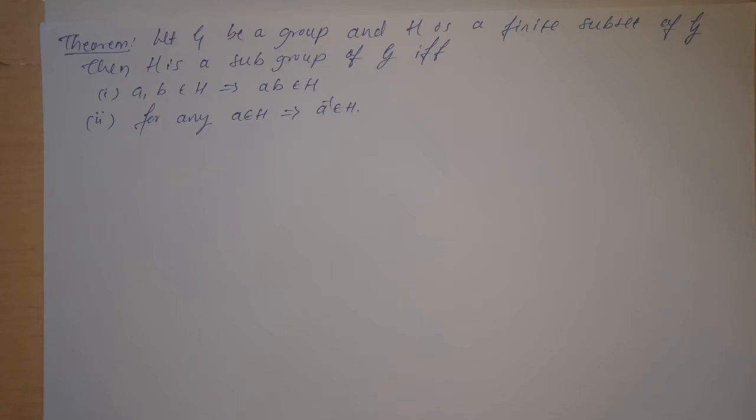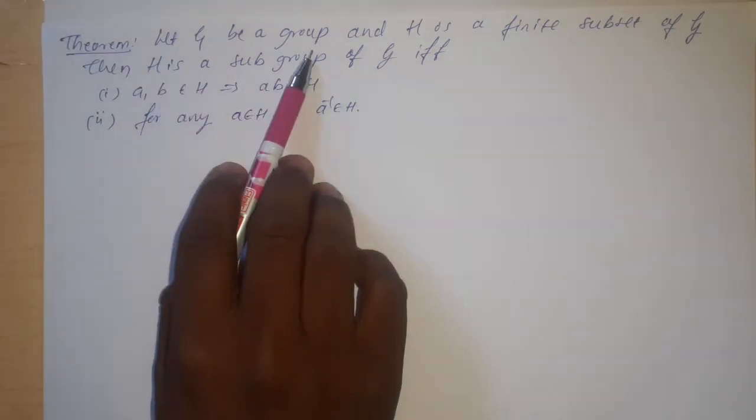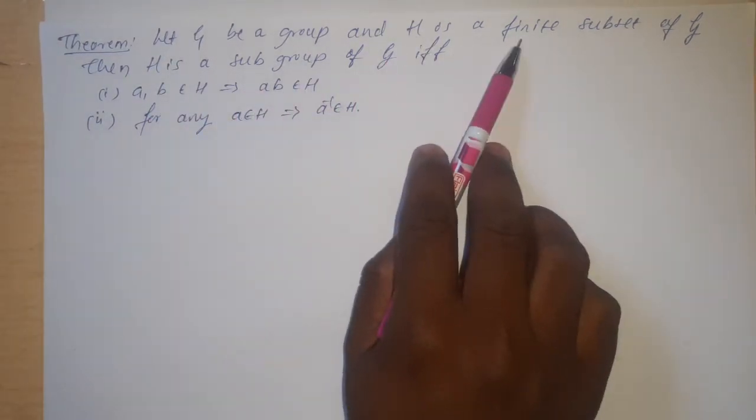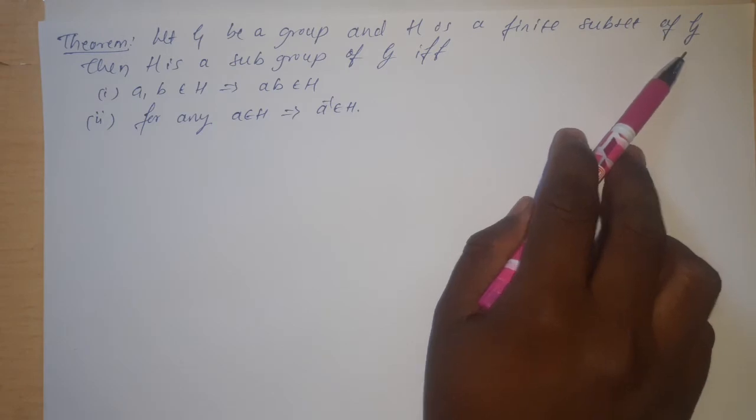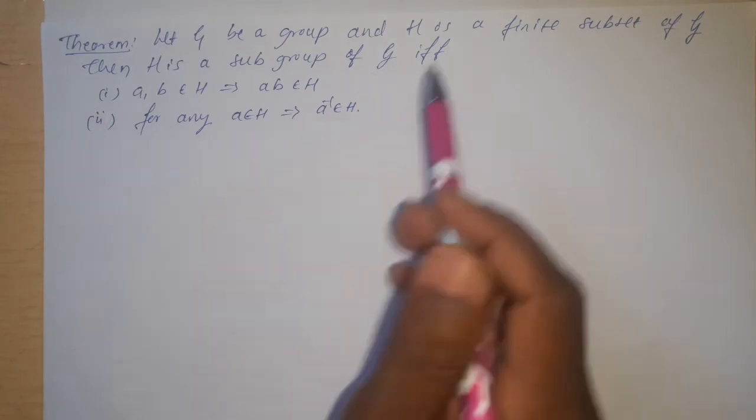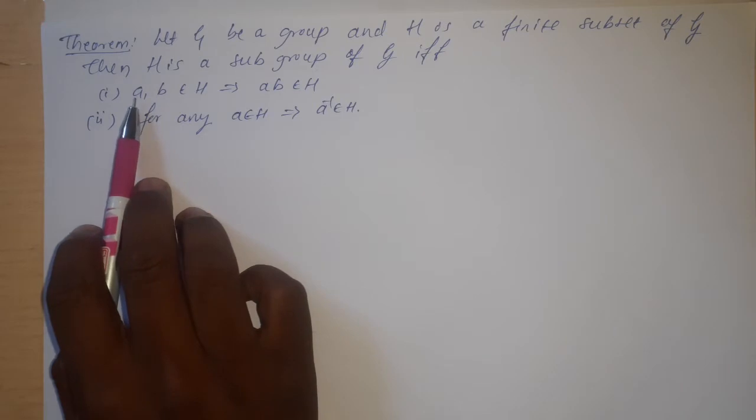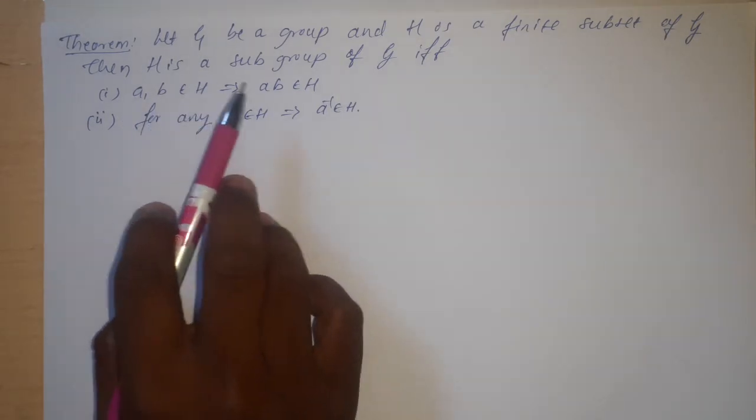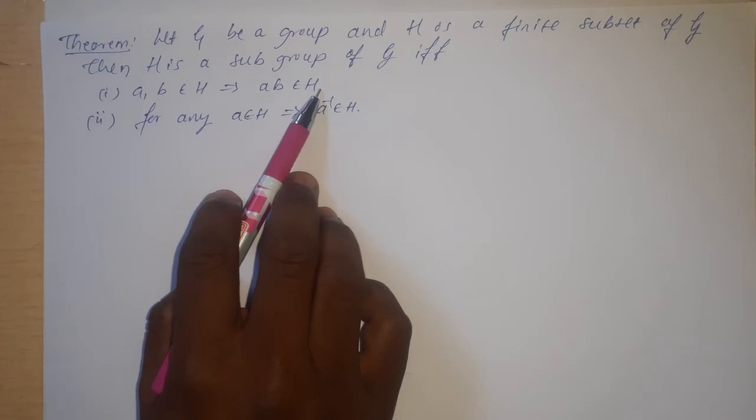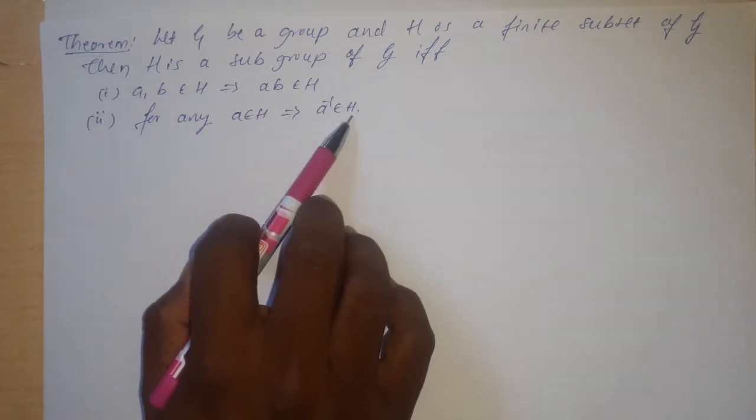So in this class let us discuss the theorem on the subgroup. So here is the statement of the theorem. Let G be a group and H a finite subset of G. Then H is a subgroup of G if and only if the first condition: A, B belongs to H implies AB belongs to H, and for any A belongs to H, it implies A inverse belongs to H.